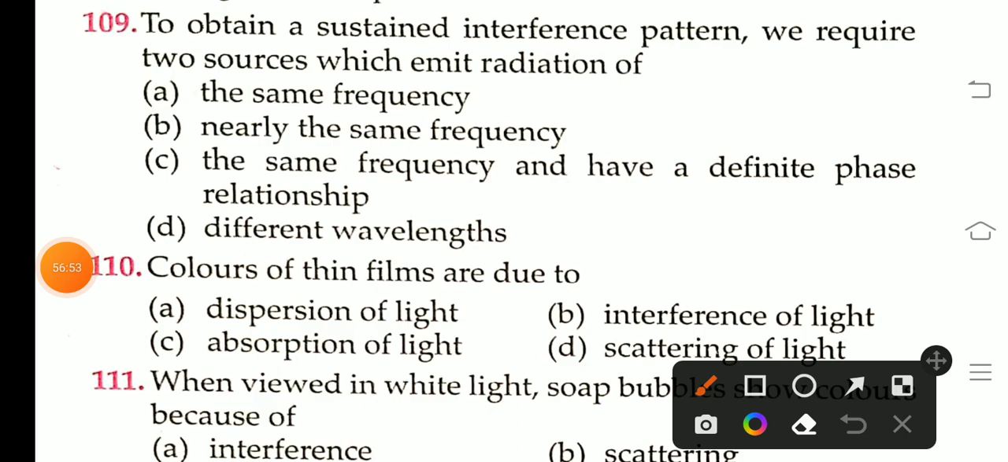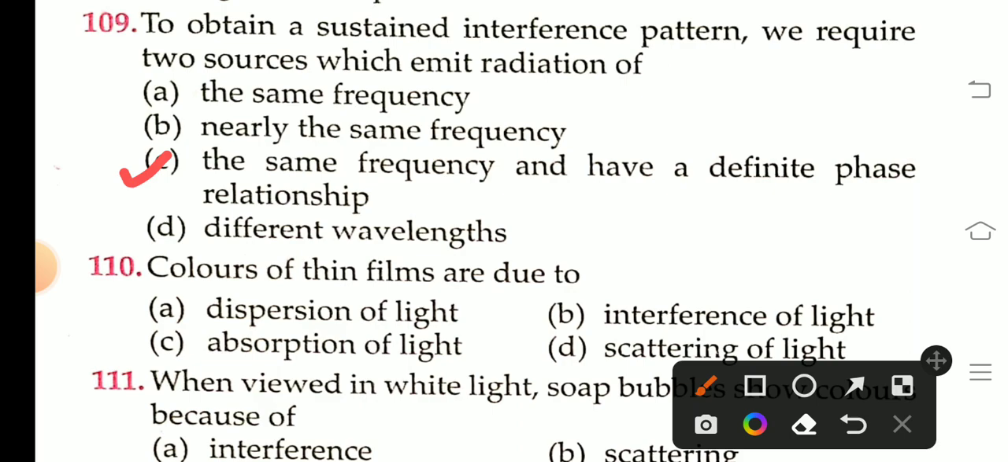Next, to obtain a sustained interference pattern, we require two sources which emit radiation of. Right answer will be option C. The same frequency and have a definite phase relationship.